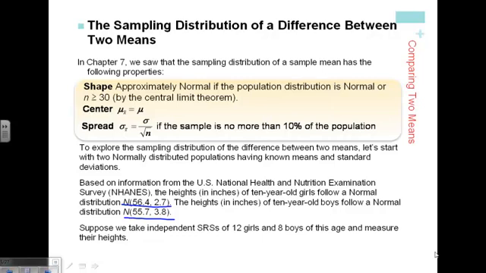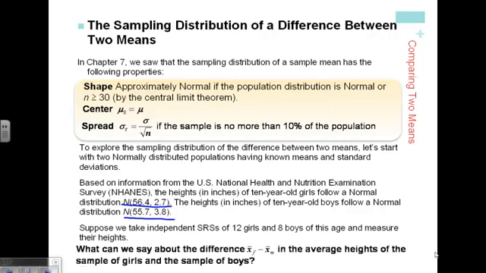I remember being on the low end of one of those standard deviations when I was growing up. It was very sad. All right.